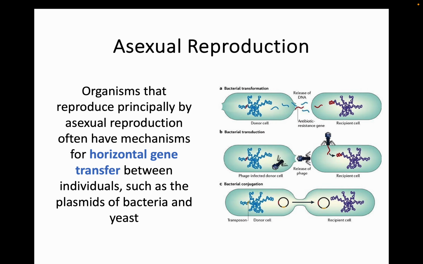And finally, something you've come across before in Higher Biology is the idea of horizontal gene transfer. Some organisms that reproduce by asexual reproduction, for example bacteria, often have mechanisms for this horizontal gene transfer.